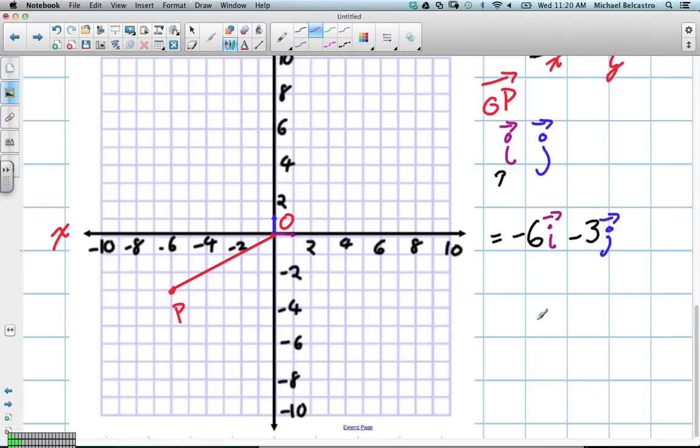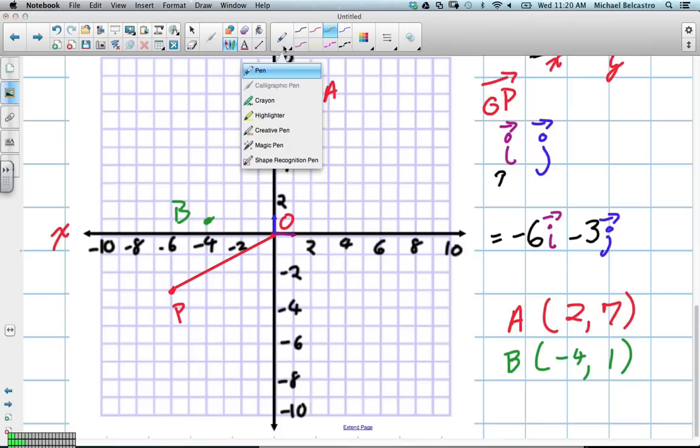A will be at 2 and 7. And B will be at -4 and 1. So the first thing we're going to do is plot our 2 points. Point A is at 2 and 7. So here's our A. And B is at -4 and 1. So here is our AB vector.